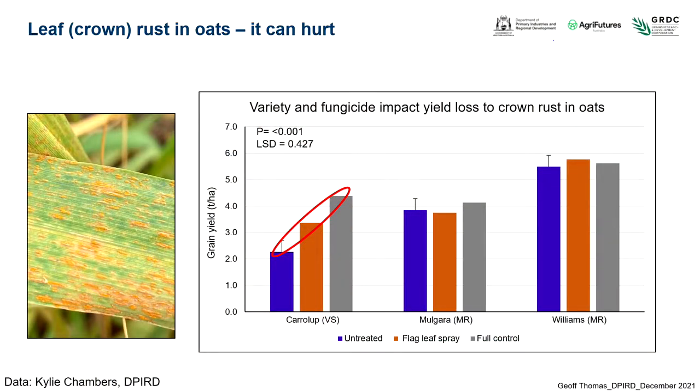But the other, and to me probably the more interesting piece on this graph, is actually the lack of response in the Mulgara and the Williams. Certainly I had calls or comments this year from industry saying, well, the Williams had a bit of leaf rust in it, but it never progressed. That's the value of the genetic resistance. In the face of a trial where Carolup lost 2 tonnes, the moderately resistant varieties basically had no response.